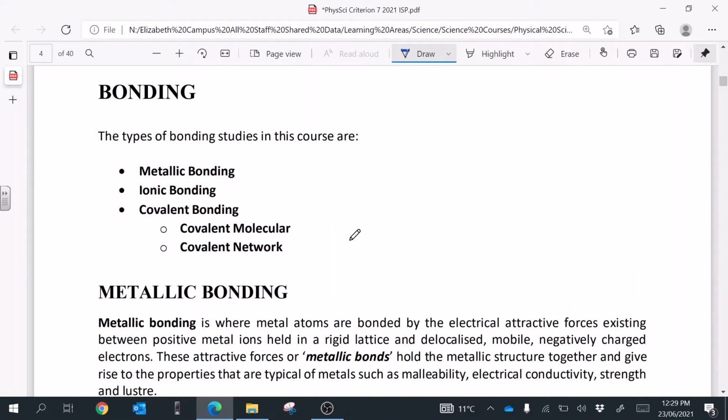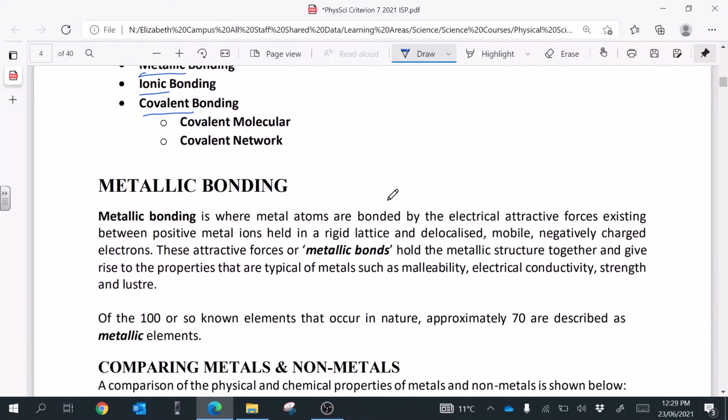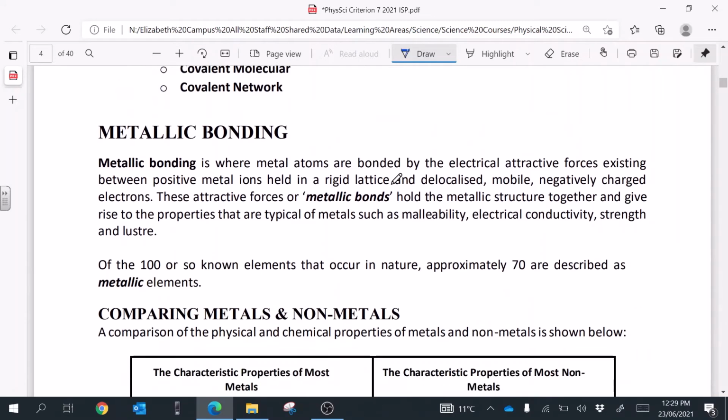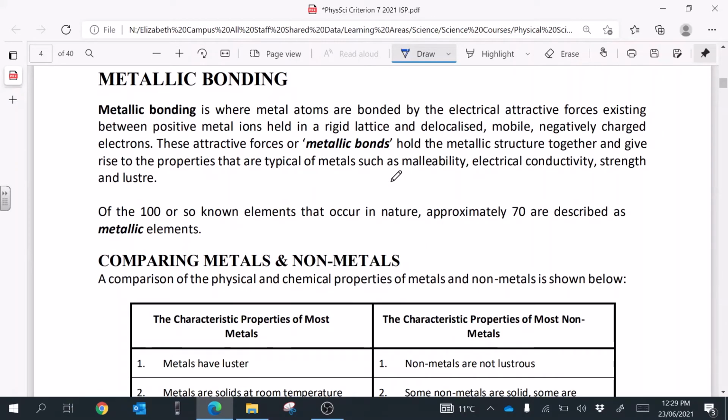So we're going to talk about bonding in this course. We look at metallic bonding, ionic bonding, and covalent bonding. And in covalent bonding, there is covalent molecular and covalent network. So we'll look at all of those in much more detail. The first one in this video is concentrating on metallic bonding.